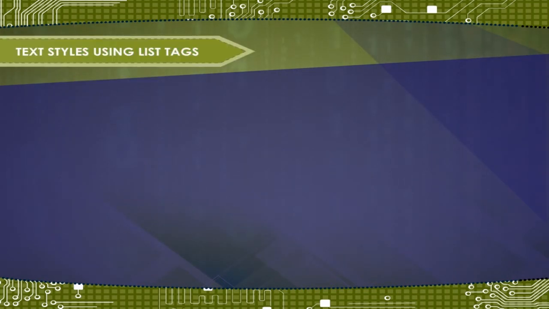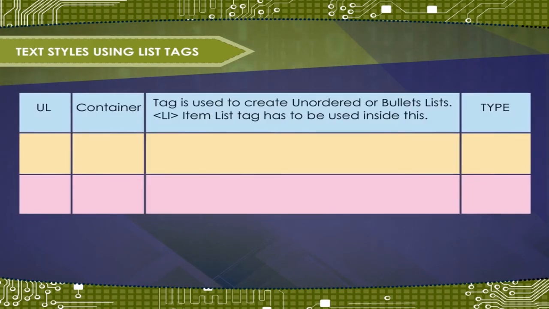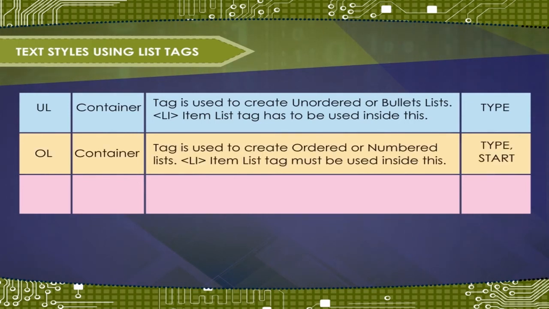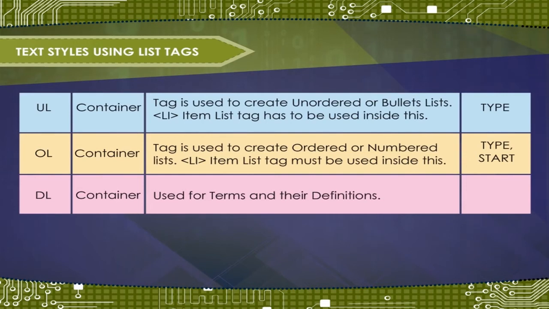Tags using list tags. UL container tag is used to create unordered or bullet lists. The LI list item tag has to be used inside this. Attribute: type. OL container tag is used to create ordered or numbered lists. The LI list item tag must be used inside this. Attributes: type, start. DL container is used for terms and their definitions.